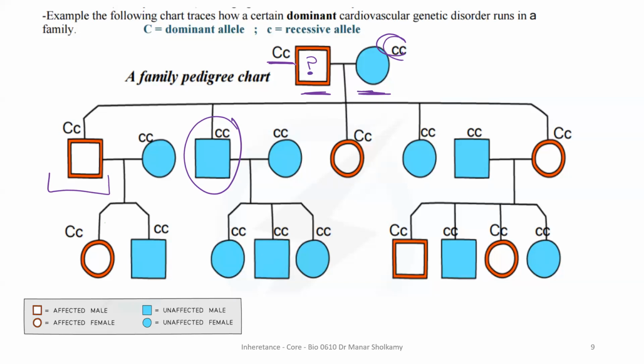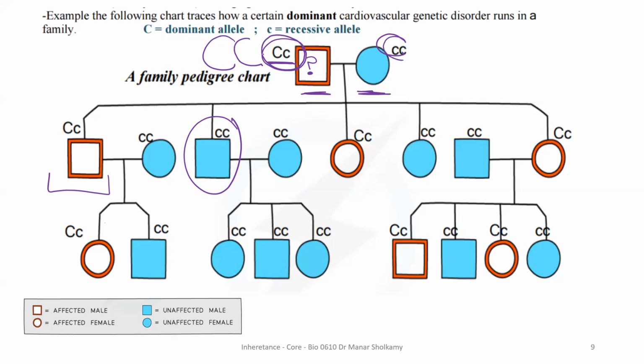If he was homozygous dominant, all the children will be sick or healthy? Sick. Very good. That's why we're saying that this father is heterozygous, because if he was homozygous dominant, all the children will be sick. All of them will have at least one dominant allele and they will be sick. Okay? Yes. Can you explain that again?